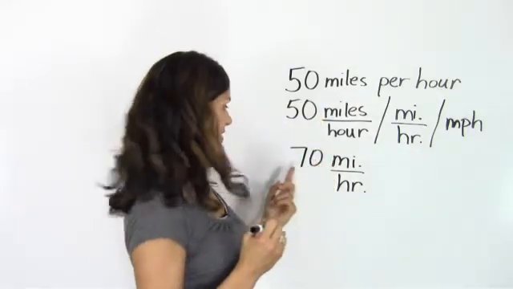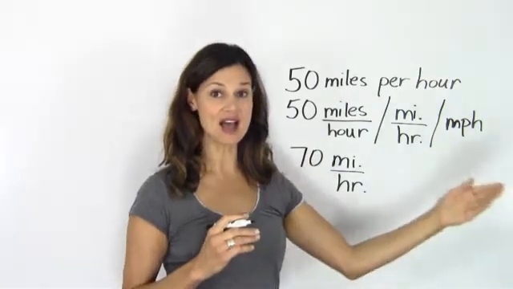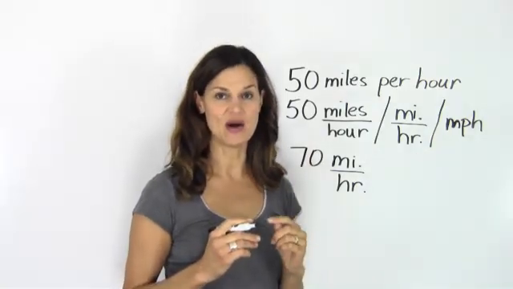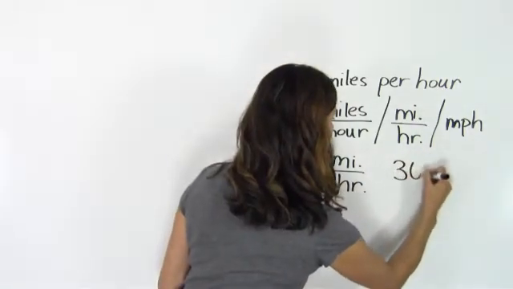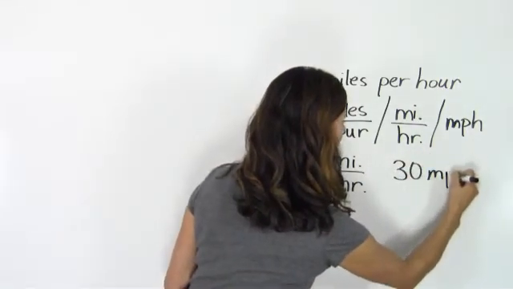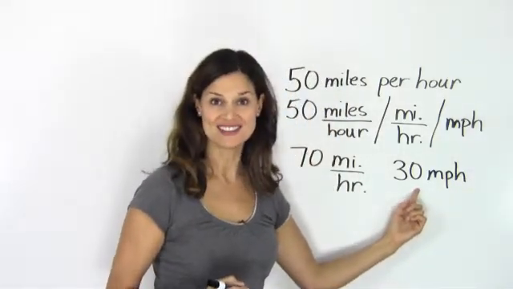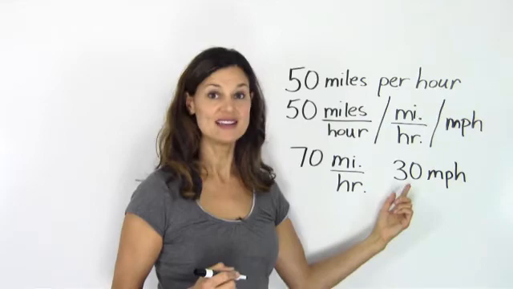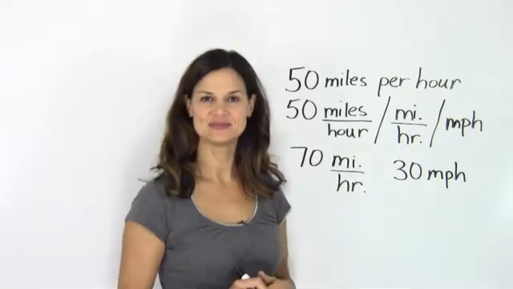A car going 70 miles per hour is going faster than a car moving at 50 miles per hour, because a car going 70 miles per hour will cover 70 miles in 1 hour. Similarly, a car going only 30 miles per hour will only cover 30 miles in 1 hour. So it's going slower than both of these examples.